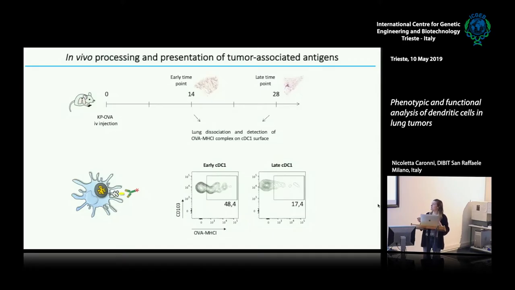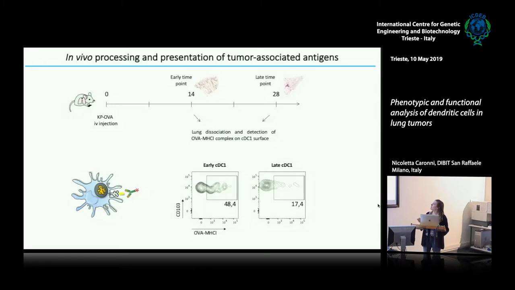We injected them, and we sacrificed the mice at two different time points. At the early time point, 14 days after the inoculation, no tumor nodules are visible yet, and 28 days after the injection is called the late time point, because we can see here, I think you will see, this purple zone corresponds to a tumor nodule.